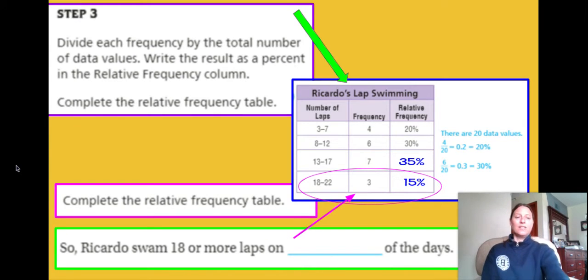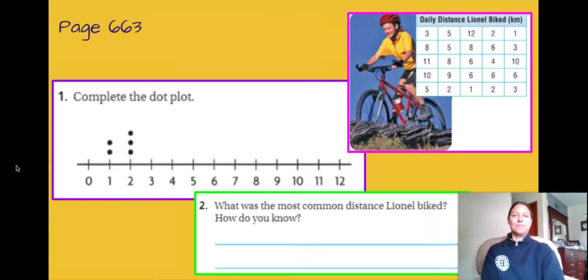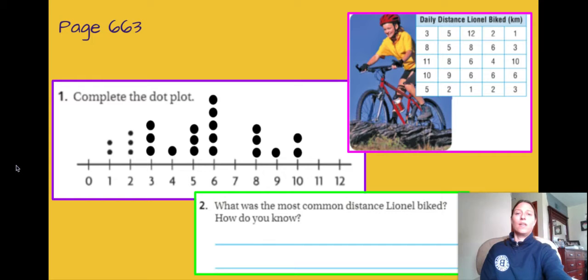Page 663. Again, we're going to use the distance chart for how many kilometers Lionel biked. And you're going to use the dot plot number line and place the values from the distance chart above the numbers. And the most common distance he biked was 6 kilometers. And we know that because it has the most amount of dots above the number. It's the tallest stack on the dot plot.